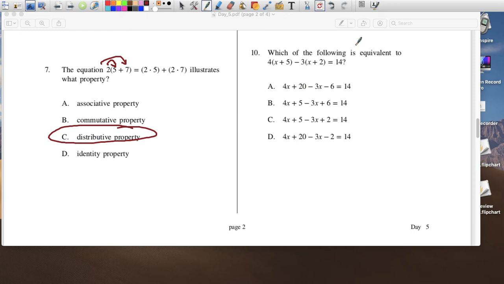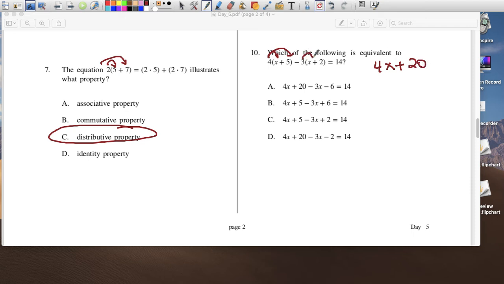Which of the following is not equivalent to this? Ooh. So let's do the distributive property and see if we can rewrite this in a better way. So 4x, let's do the distributive property. So it's 4 times x, which is 4x, 4 times 5, which is 20.